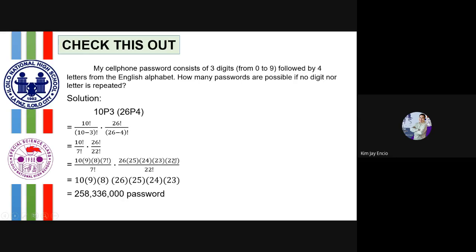Their product, using a calculator, is 258,336,000. Hence, these are the number of ways for you to have your password using the given. All right?